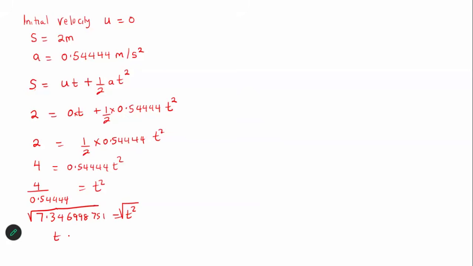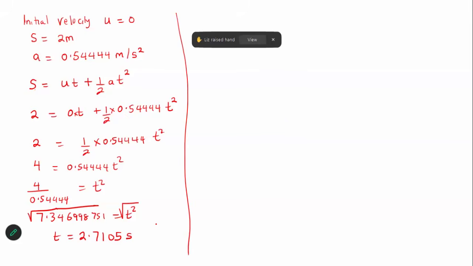So what is going to be our t? Our t is going to be 2.7105, and these are going to be our seconds. So that is our time. Now, okay, I'm seeing a hand up. Okay, I'm going to come to you. So that is our time that we do have.